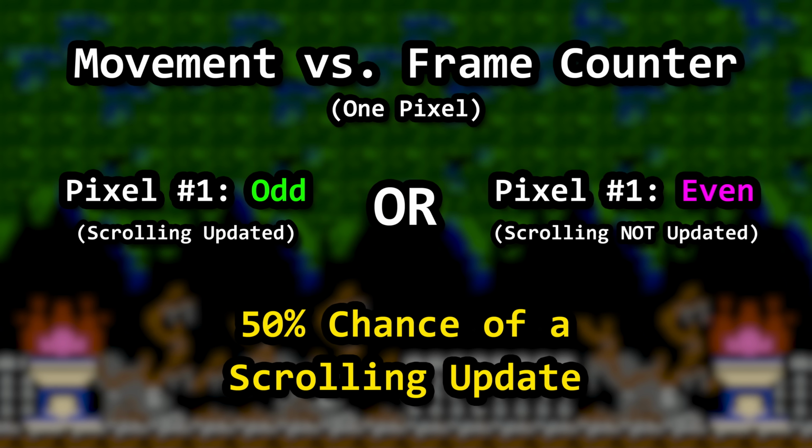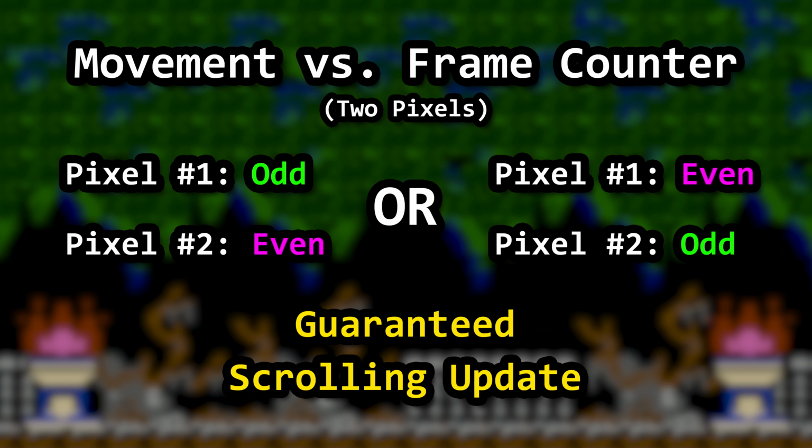We could only move 1 pixel and still have a 50% chance that we got that single block right in the opposite direction, but we're guaranteed this update if we move 2 pixels because we know we executed logic on both an even and odd frame counter.